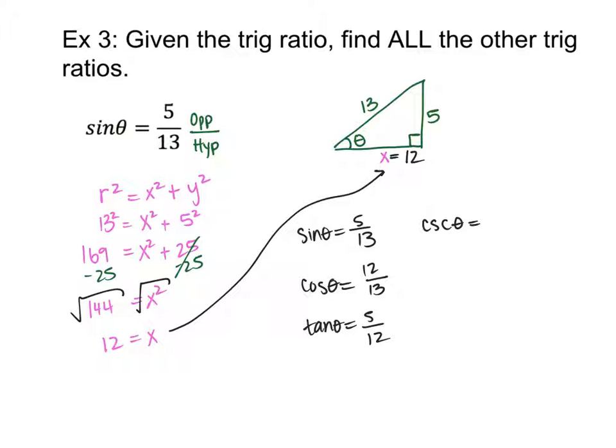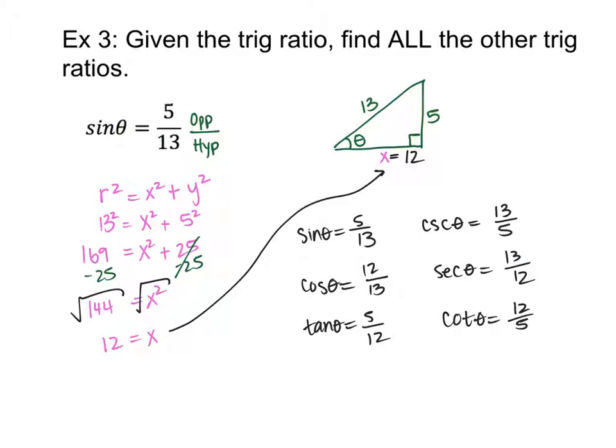And then we need our cosecant here. Cosecant's the one that's reciprocal to sine, so flip. So 13 over 5. Then we have our secant, and flip. That'll be 13 over 12. And then last but not least, the cotangent, which is going to be 12 over 5 if we flip that tangent. And that's it for you guys. We got our trig identities here, all 6 of them.